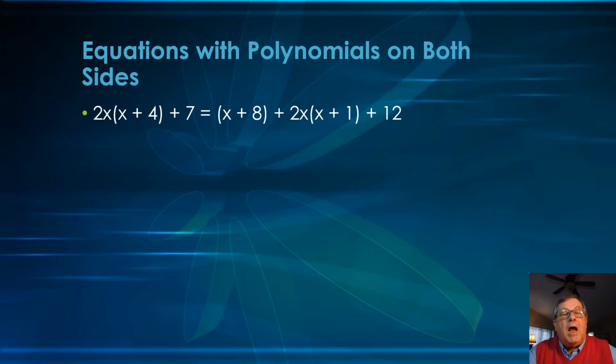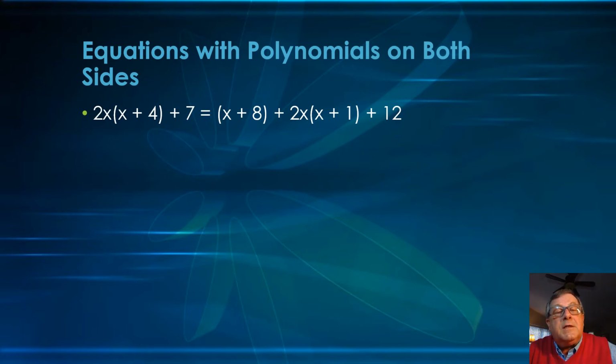We got 2x times, in parentheses, x plus 4, and then plus 7 on one side of the equation. And on the other side, we got x plus 8 in parentheses, and then plus 2 times in parentheses x plus 1 and then plus 12. So let's see what we have here.